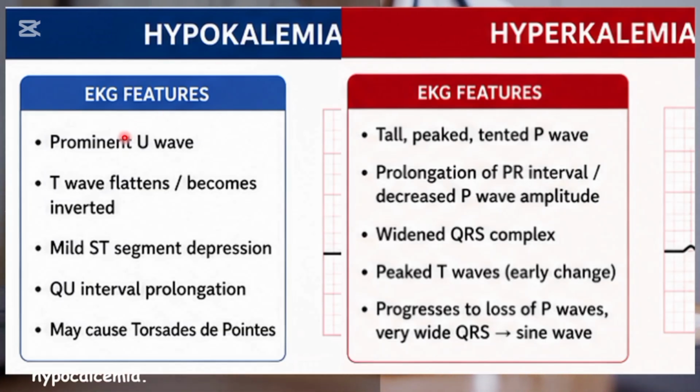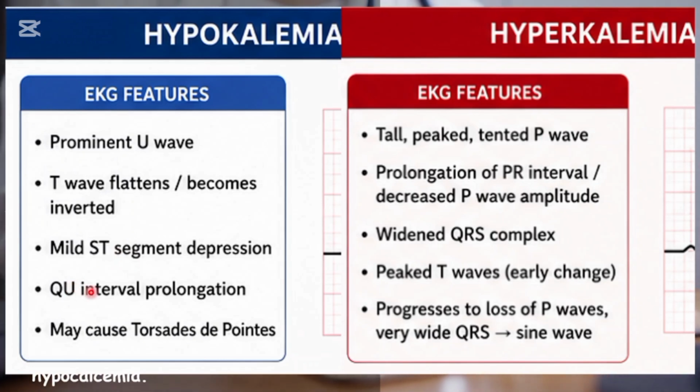Number one, in hypokalemia, think of the prominent U wave. U wave tends to happen after the T wave. The T wave may flatten, it may become inverted. So you have to check that, or it may become diphasic. Then in terms of ST segment, it may become depressed. There will be a mild depression of the ST segment. The QU interval may become prolonged.